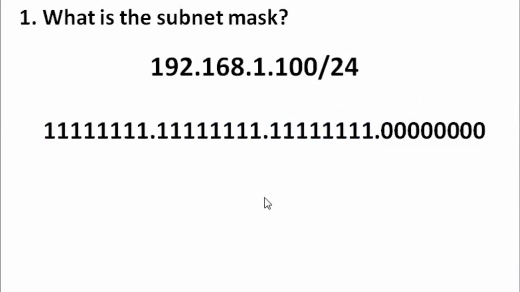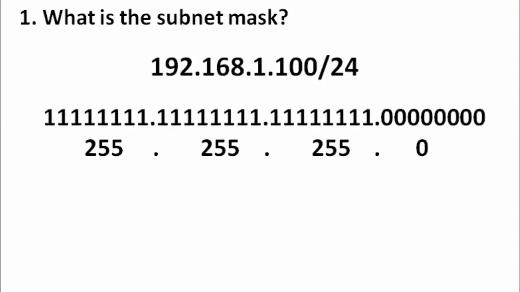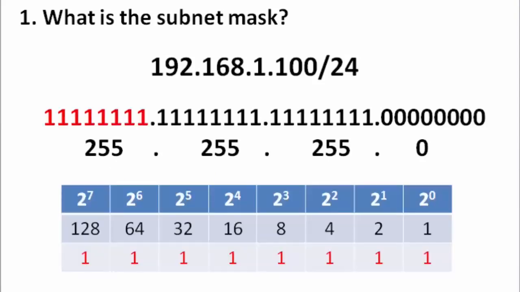Now I'll need to convert this to decimal. Converted to decimal, the subnet mask is 255.255.255.0. Now how did I do that?